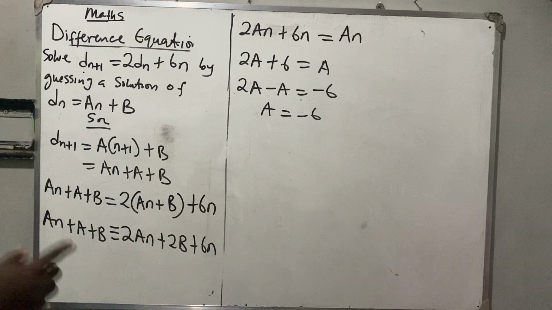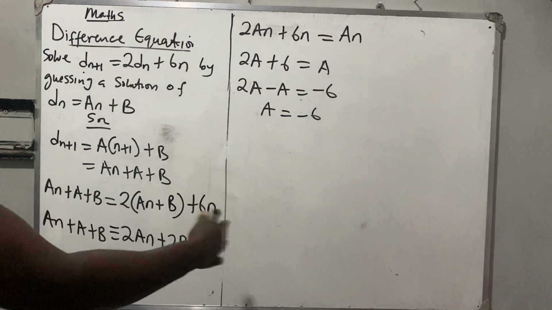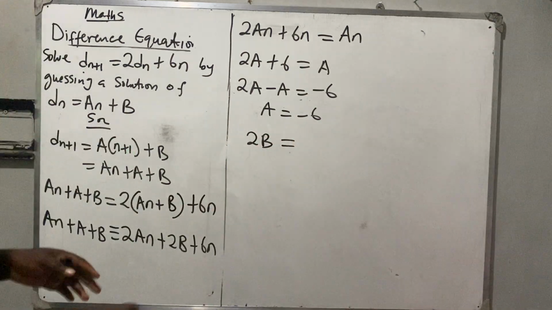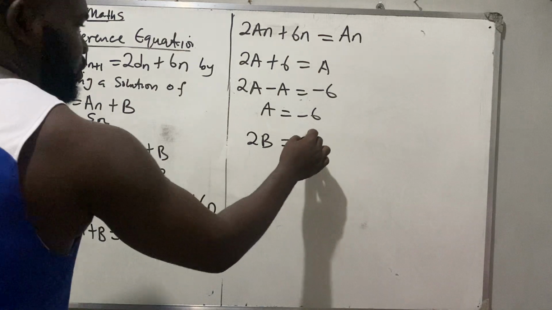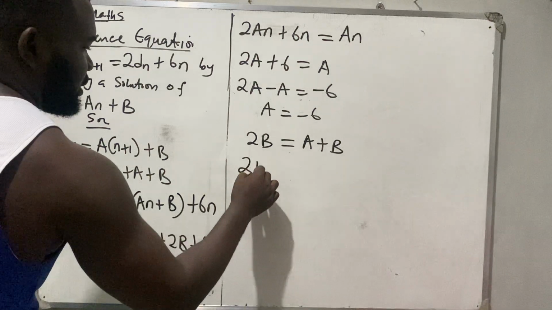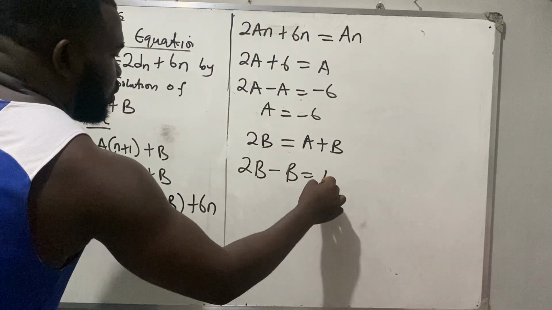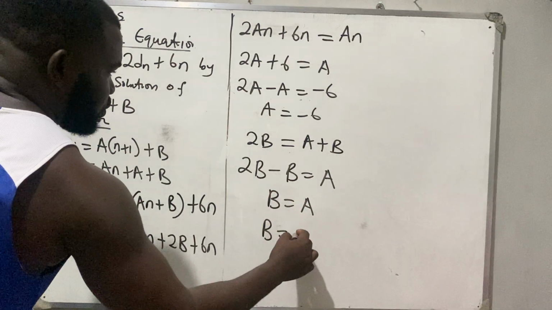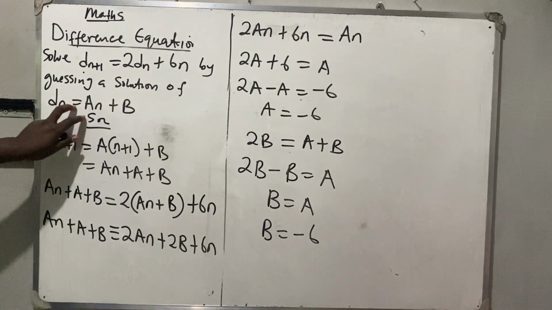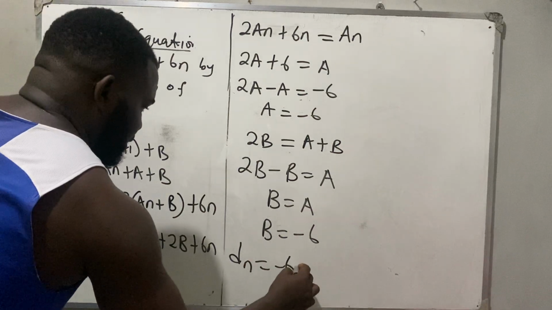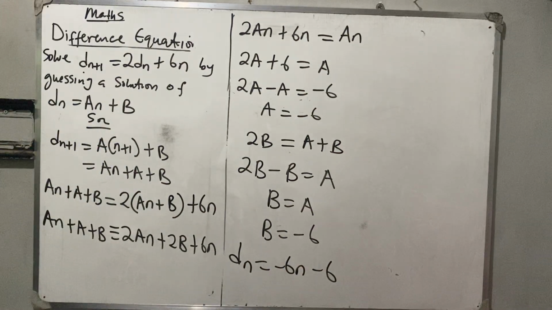I've gotten my a. So by comparison again, who does not have n in the right hand side? That is 2b does not have n in the right hand side. It should be equal to who does not have n in the left hand side, which is a plus b. So if I collect items, I'm going to have that 2b minus b is equal to a. So this minus this is b. b is equal to a, and I've gotten a before, so my b becomes minus 6. So the solution from your guessing becomes dn is equal to minus 6n minus 6. That is the solution to that difference equation.